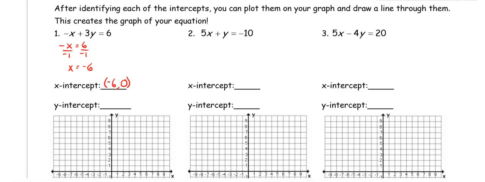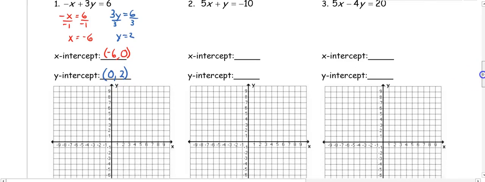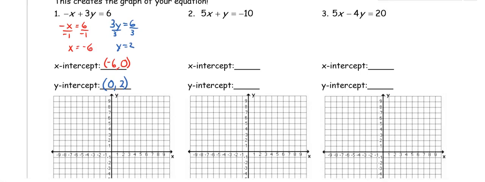Then we're going to solve again, this time for y. So we're going to have 3y equal to 6. Divide by 3 on both sides. Y is 2. So if y is 2, remember that means that the x is going to be 0. So now that we have those 2 points, we can plot them on the graph and connect them. So the x-intercept, remember, goes on the x-axis at -6. The y-intercept is 0, 2, so that goes at 2 on the y-axis, and then I'm going to connect those points to form my line.